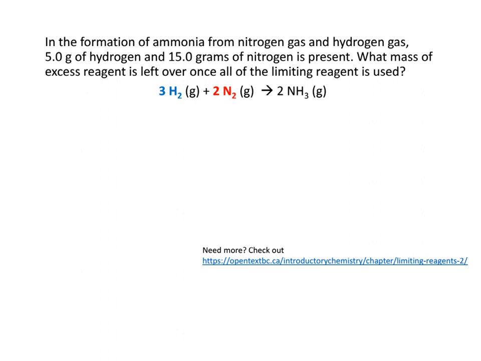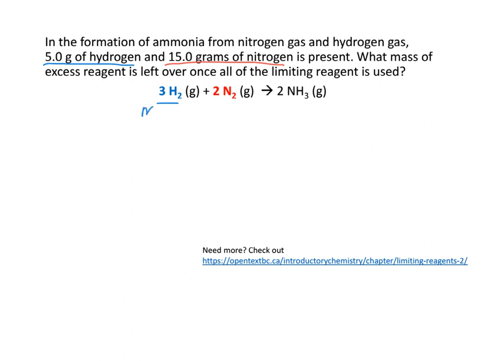So our example here is in the formation of ammonia from nitrogen and hydrogen, 5 grams of hydrogen and 15 grams of nitrogen is present. What mass of the excess reagent is left over once all of the limiting reagent is used? So this is worded differently than our previous question. However, we can start off in pretty much the same manner.